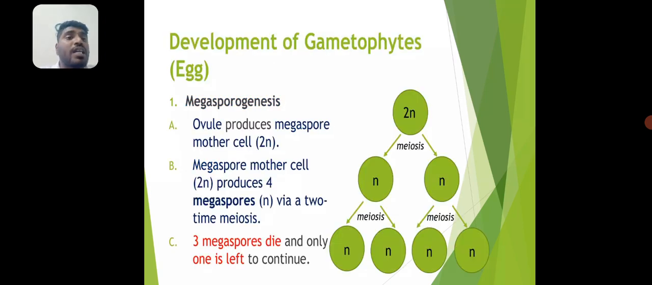Megasporogenesis: the ovule produces the megaspore mother cell, which is diploid. Then the megaspore mother cell produces four megaspores via two rounds of meiosis, which are haploid. Of the four megaspores, three die and only one is left to continue.